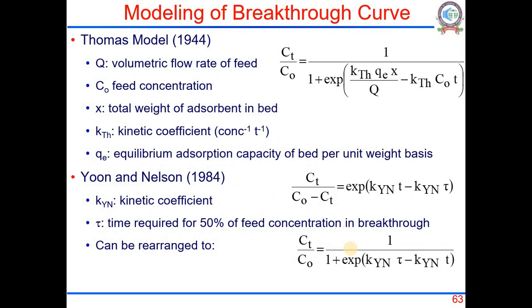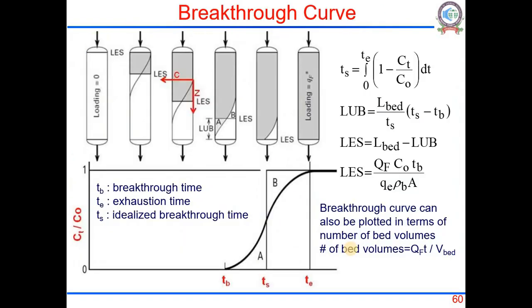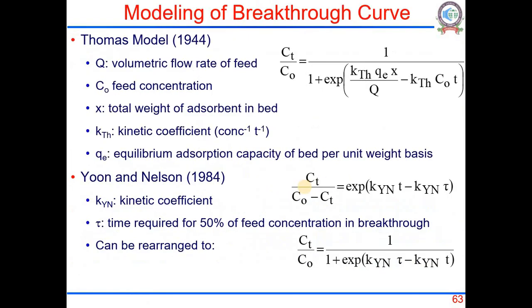Now there are some models which have tried to model this breakthrough curve. Let's just very quickly see that. So there are some models. One of the oldest models is the Thomas model. It says CT by C0. CT is the concentration at the exit, divided by C0, the feed. Sorry for using different notations in different parts. I will try to correct it.